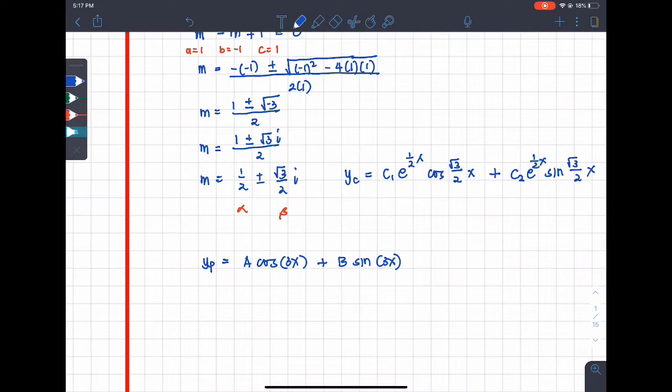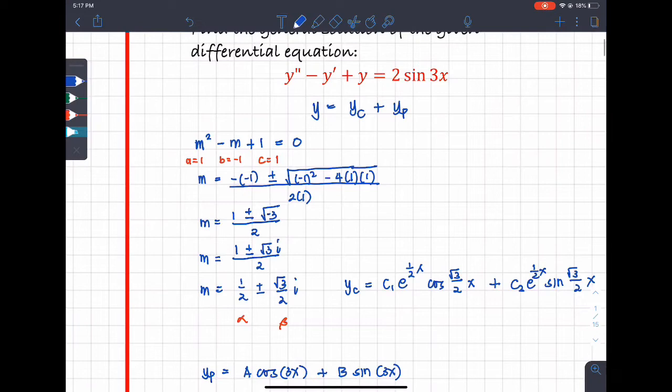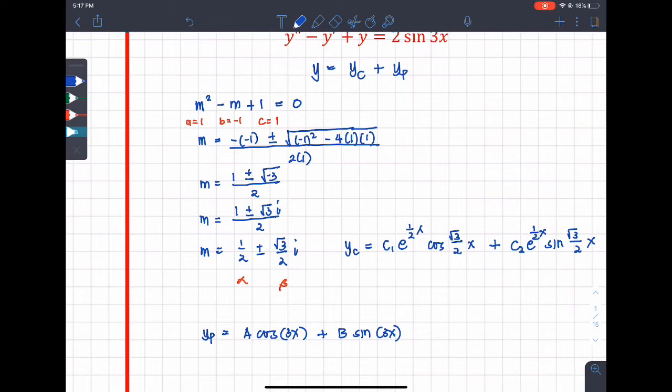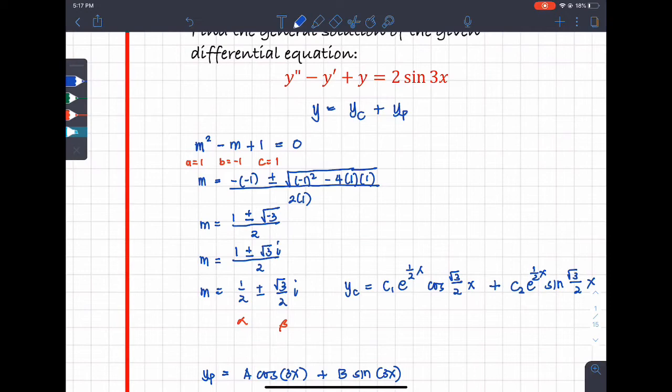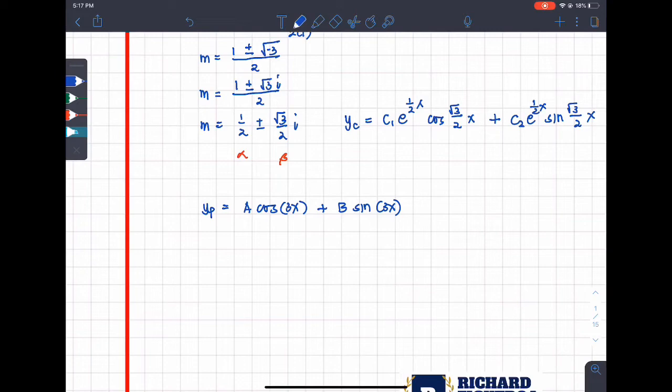And so to get the values of a and b, our task here is, it is already our solution. We just need to find what's the value of a and what is the value of b. To determine that, we will be using our original equation. It involves the second derivative, so we will be finding the second derivative of the given trial function.